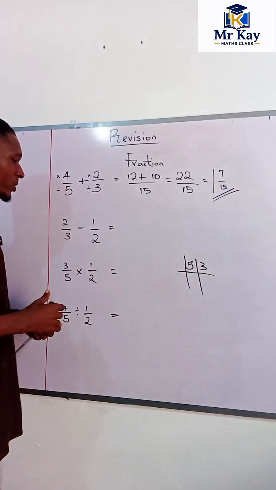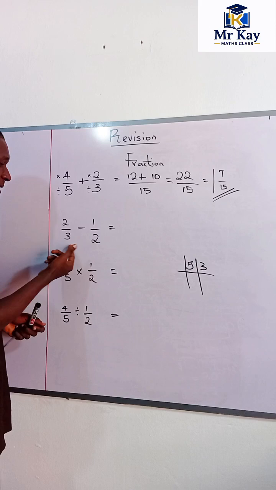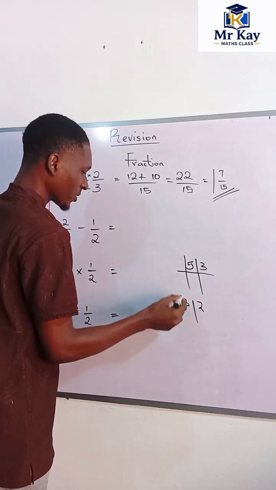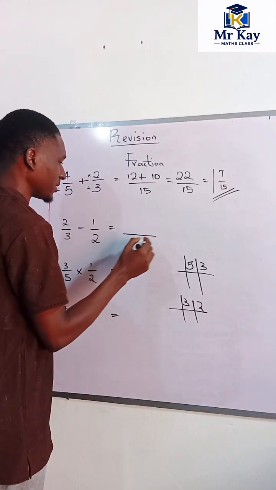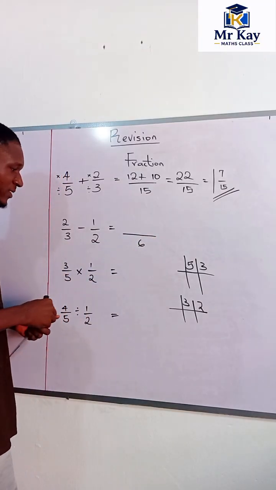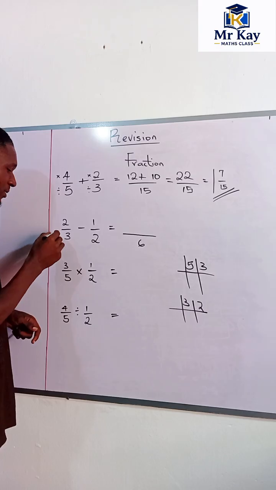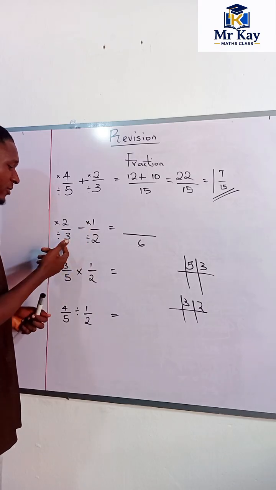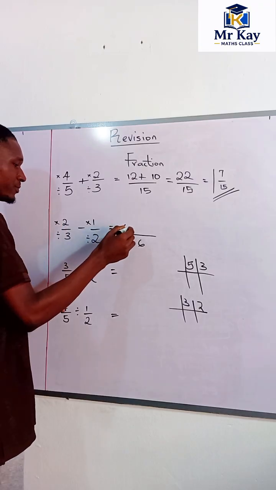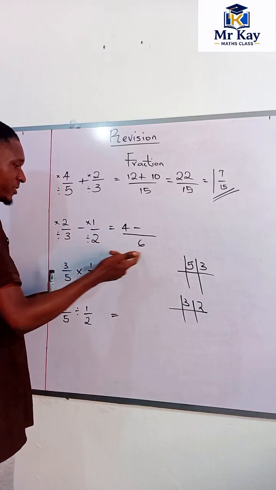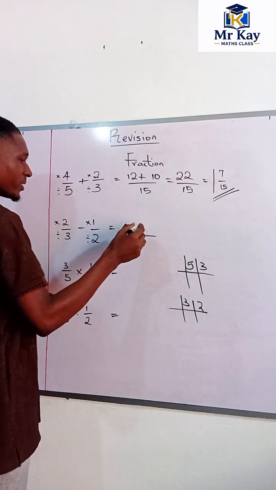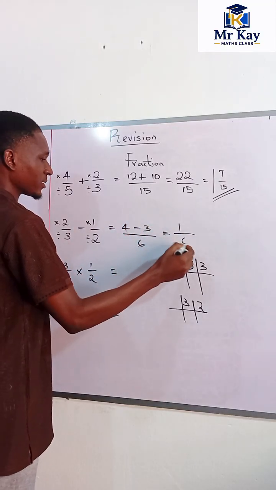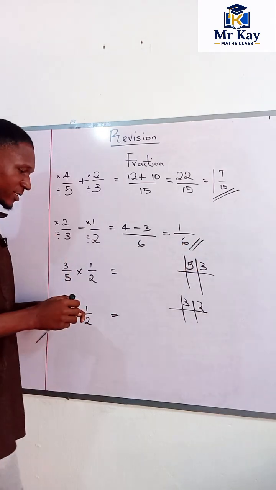In subtraction, we do the same thing. Since the denominators are different, we take the LCM of 3 and 2, and when you do that, surely you are going to get 6 as the LCM. So when you get 6 as the LCM, you do the same thing, divide, times, divide, times. So 6 divided by 3 is 2, 2 times 2 is 4, minus 6 divided by 2 is 3, 3 times 1 is 3. So 4 minus 3 is 1 out of 6, and this is your answer.